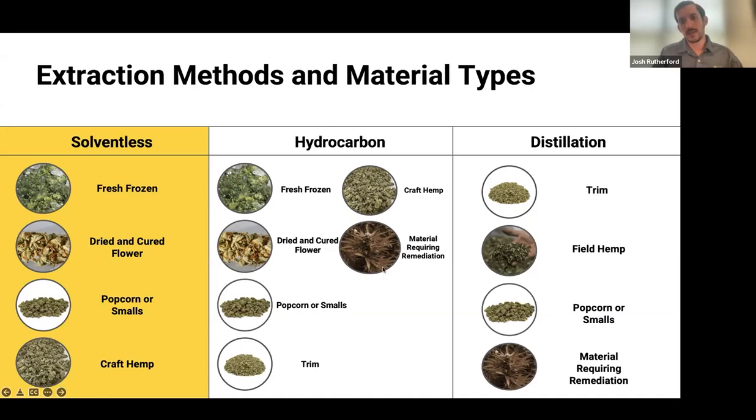You can also do remediation. Say, unfortunately, I got powdery mildew in my grow. Unlike solventless, you can end up remediating those types of products, which is going to have a more drastic effect on any of those microbials that might have grown. You also have your craft hemp that you can process through hydrocarbon, also ethanol extraction. Popcorn and smalls, same thing. Trim, same thing. As you saw over here, a little bit lower yielding, with different SKUs that will come out, which we'll get into here in a second.